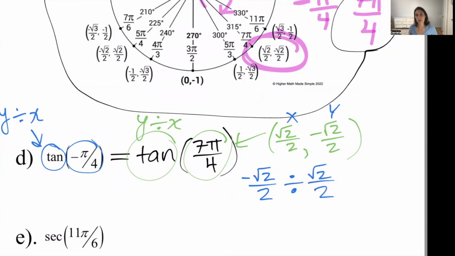Now you can either keep change flip, or you recognize anything divided by itself is 1. A negative divided by a positive is negative. So simply put, that answer is exactly negative 1.